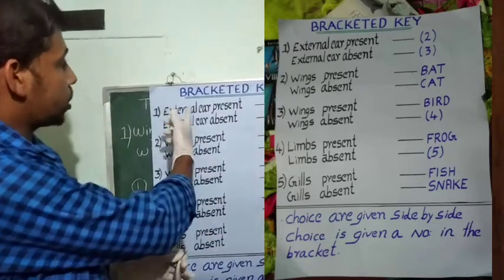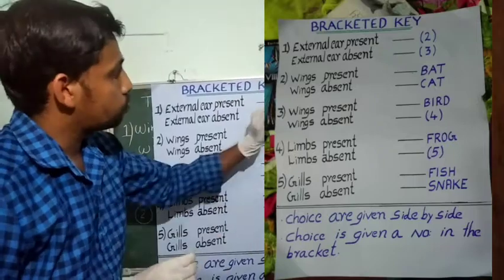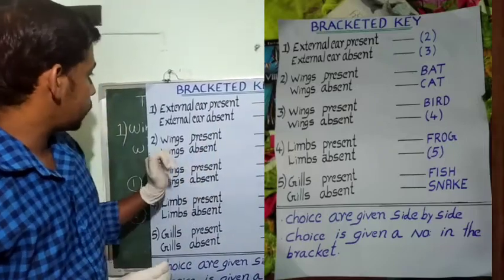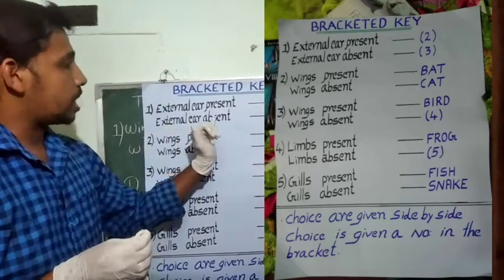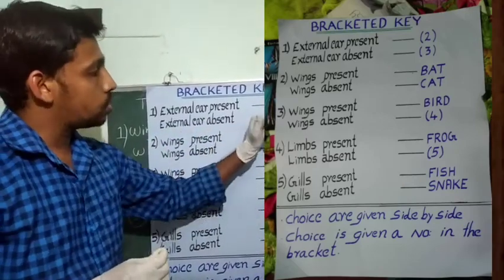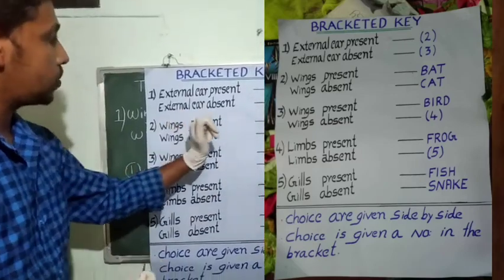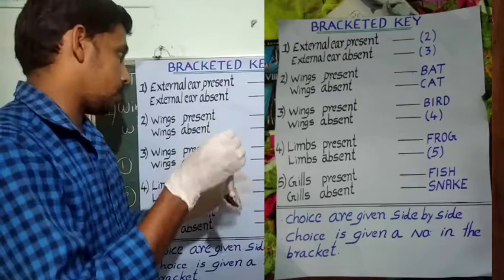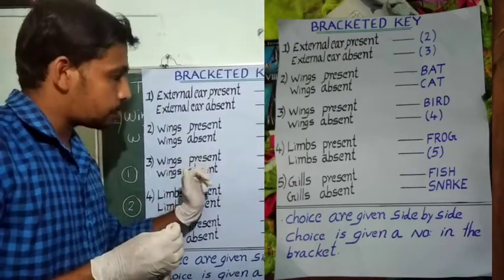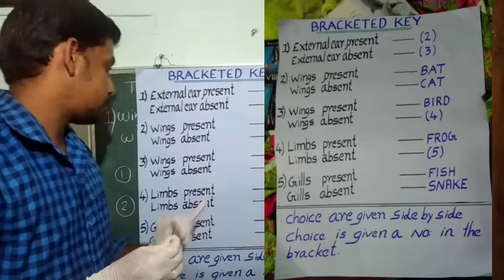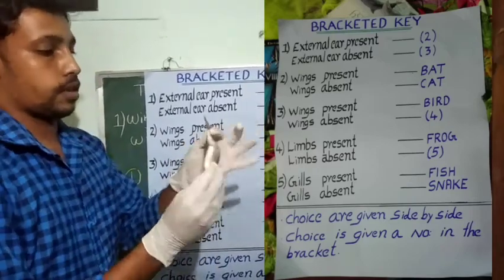Here, external ear present. If external ear is present, we have to move to the second couplet. Here the external ear is absent, so we have to go to the third couplet. There is no external ear. So third one: wings present. If wings are present, it is a bird. Wings absent, so here there are no wings.